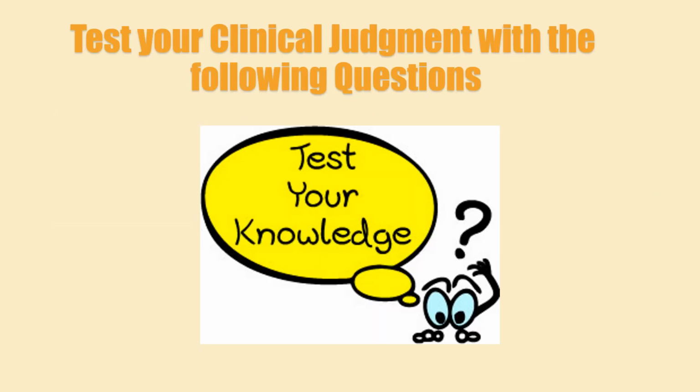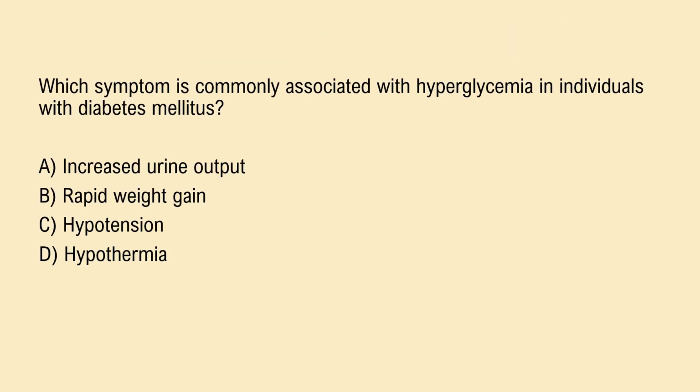So let's test our knowledge. Which symptom is commonly associated with hyperglycemia in a patient with diabetes mellitus? A. Increased urinary output. B. Rapid weight gain. C. Hypotension. And D. Hypothermia. If you chose A, increased urinary output, you're right.